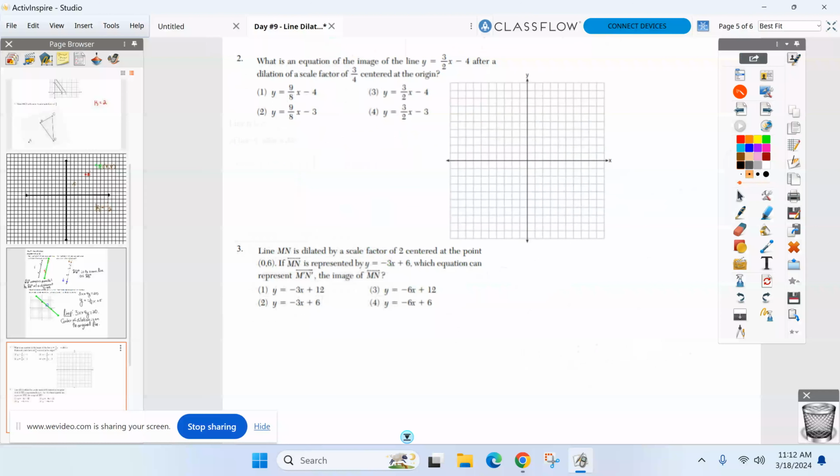All right, here's your new line we're going to dilate. Scale factor 3/4 and centered at the origin. All right, real quick, let's graph it, because you don't just assume because it's the origin, it's not going to be the same line. You want to make sure that the origin is not on this line, so let's graph it and confirm that. So -4, 1, 2, 3, 4. Slope of 3/2, up 3.